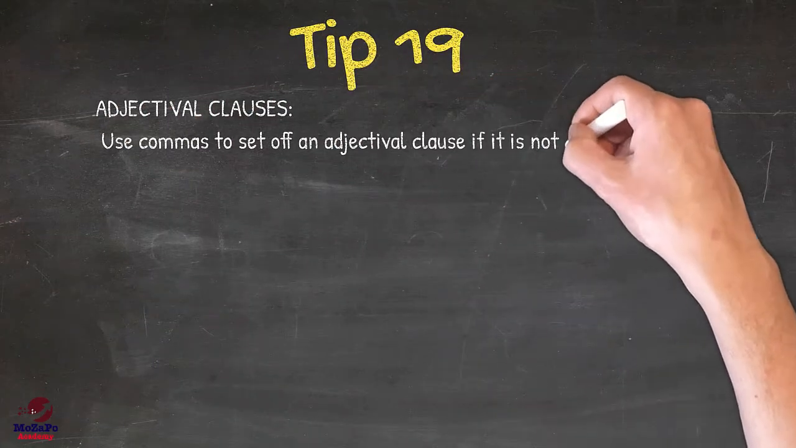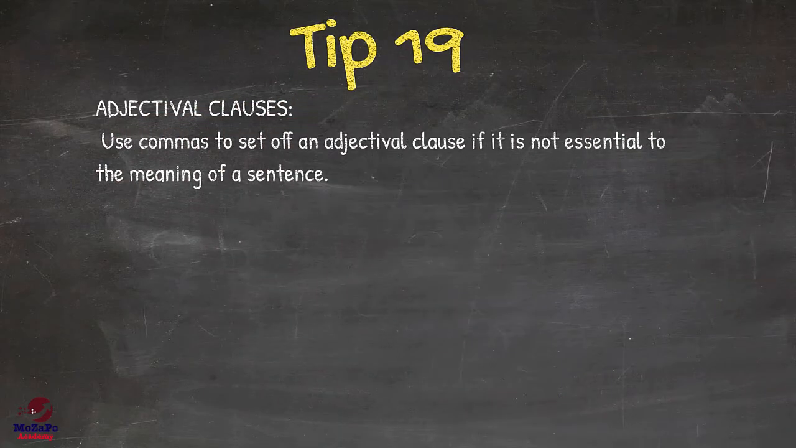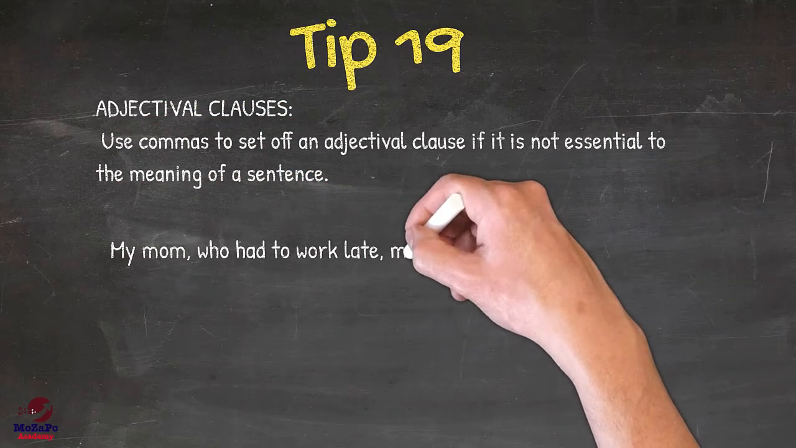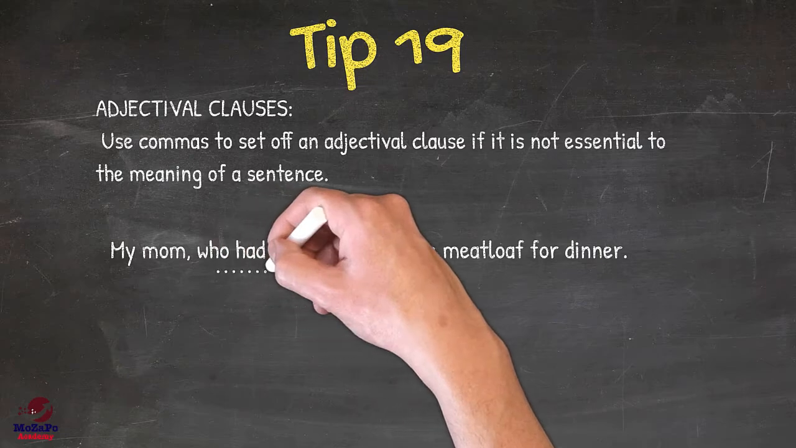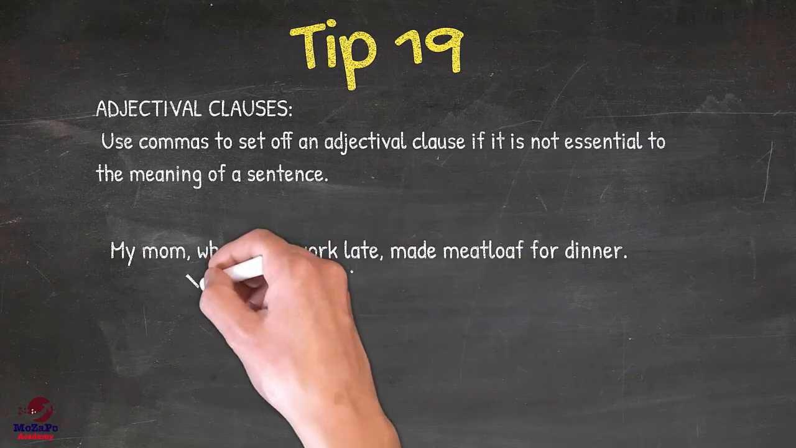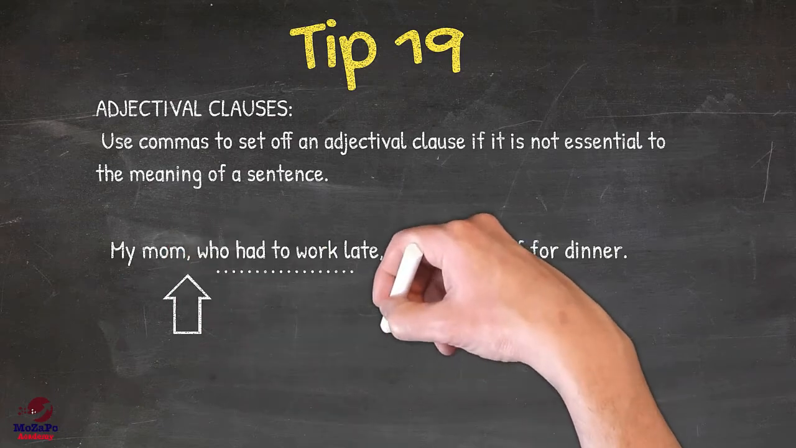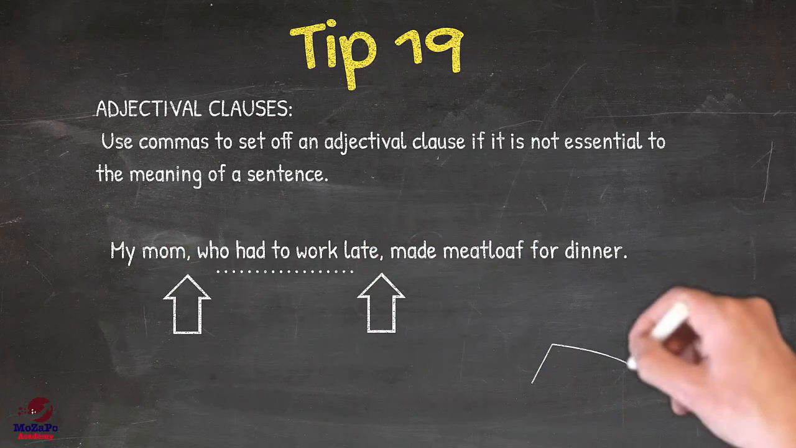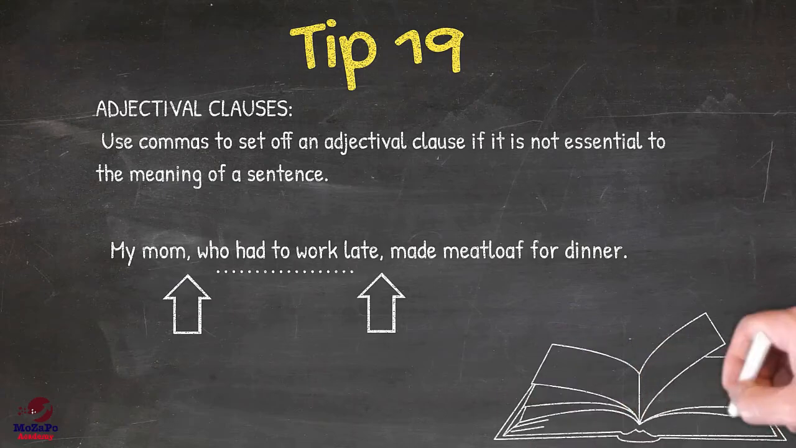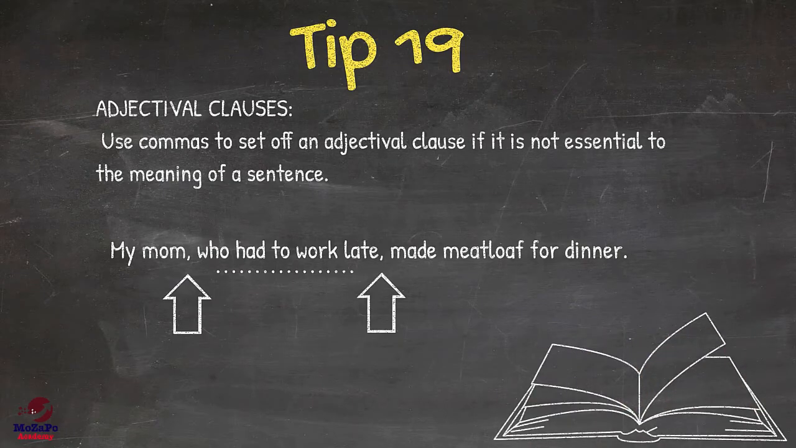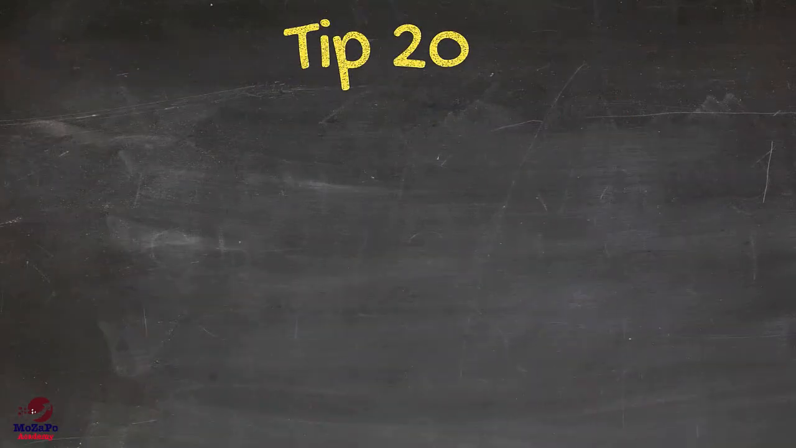Next tip, adjectival clauses. Use commas to set off an adjectival clause if it's not essential to the meaning of a sentence. As you see here, my mother, who had to work late, made meatloaf for dinner. As you see here, who had to work late is not essential to the meaning of this sentence.